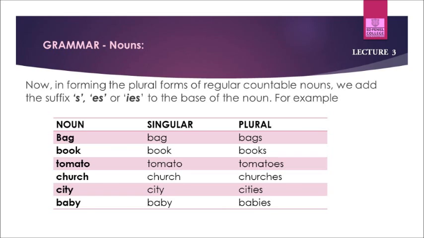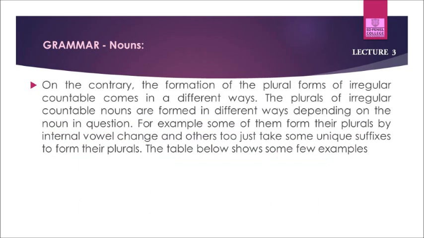When you look at bag, for example, this is one. But when it's more than one, we just add s to make it bags. Book also takes s to get books. Tomato takes es to get tomatoes. Church takes es also to get churches. And city takes ies to get cities. We drop the y and then add ies to show the plural form.